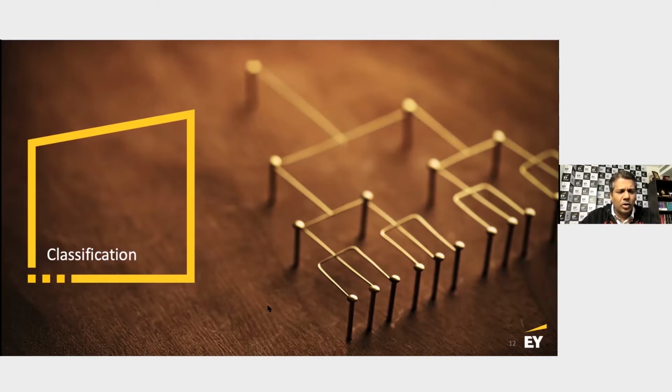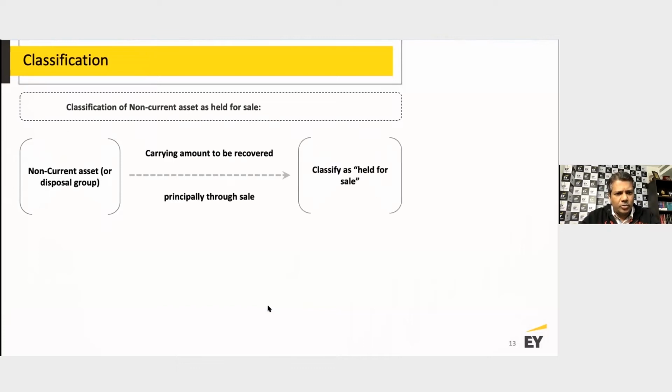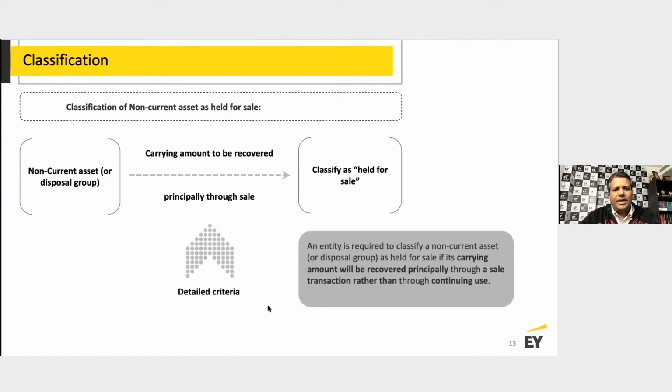So let's look at the classification of a non-current asset as held for sale, which is a disposal group. The carrying amount is to be recovered principally through sale, and there are detailed criteria. The first thing which needs to be met is that the carrying amount will be recovered principally through a sale transaction rather than through continuing use. So that's one condition: that you, as management, have decided that you are going to sell this and recover this rather than through continuing use.